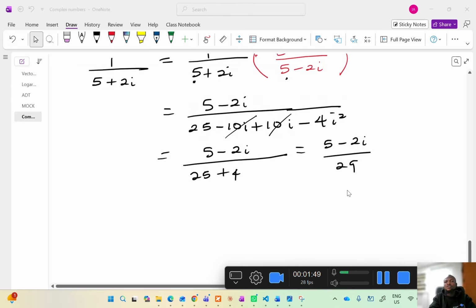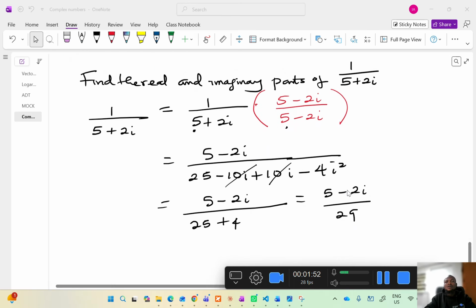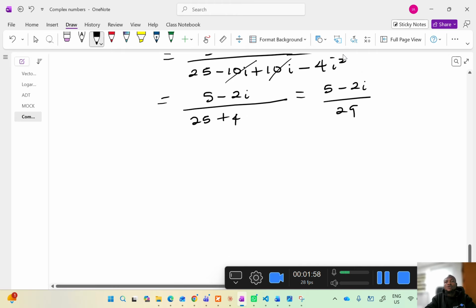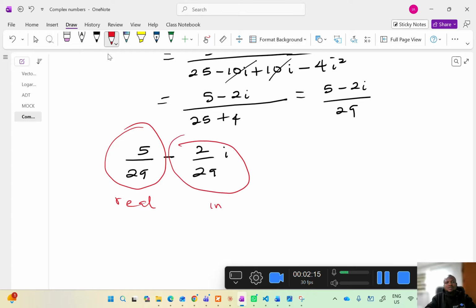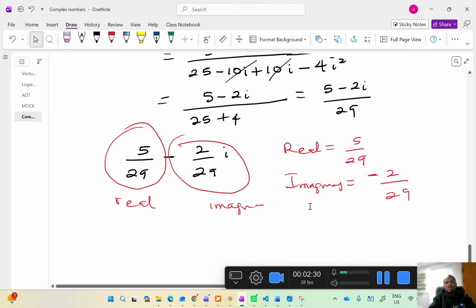I hope this is well understood. But the question is not yet completed. It says find the real and imaginary parts. So to find the real and imaginary parts, you are going to break this down into two fractions, so that this becomes 5 over 29 minus 2 over 29 i. This is the real part, and this is the imaginary part. So the real part is 5 over 29, and the imaginary part is minus 2 over 29.